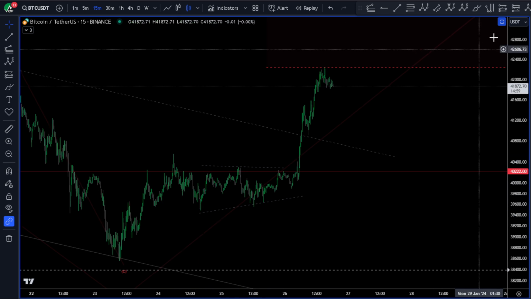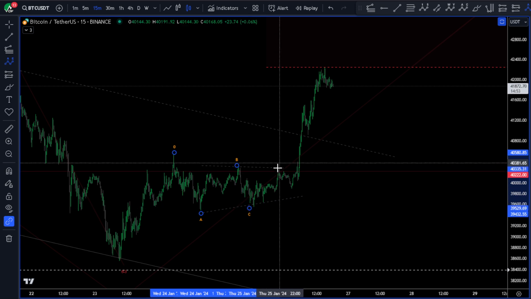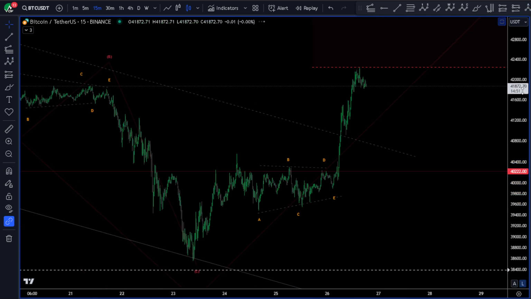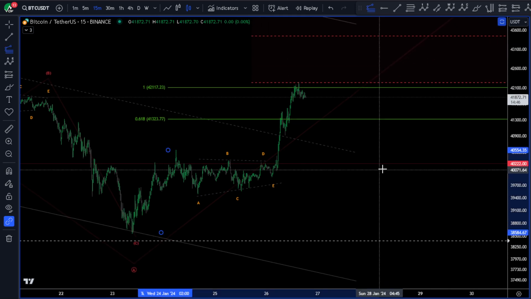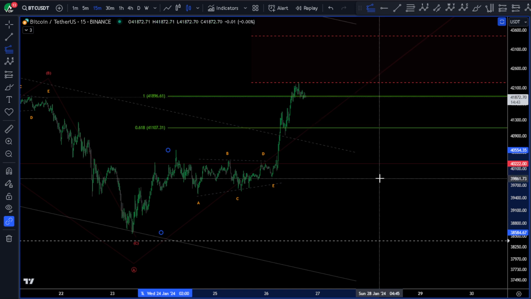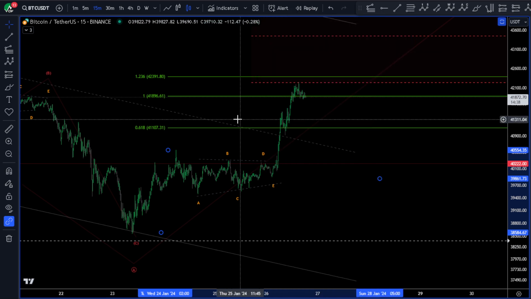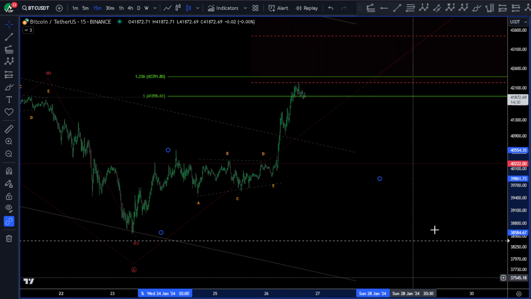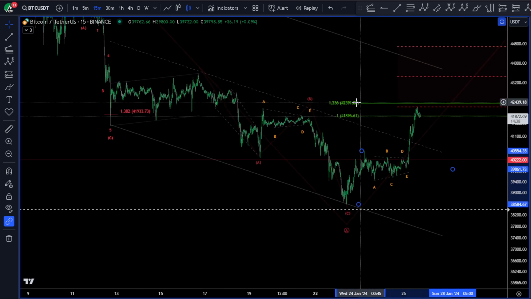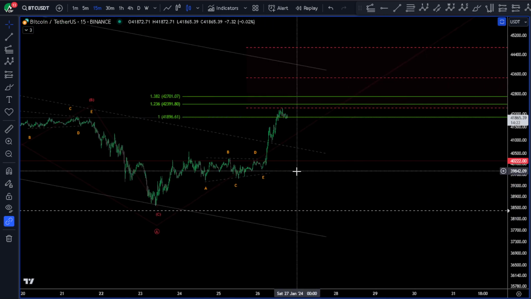It's an A, B, C, D, E. As you can see, we're pretty much at the 1-to-1, just past it a little bit. We can go to the 382, 236. Oh, I lost my 382. We can come up a little bit higher. It looks like it's close to complete though.